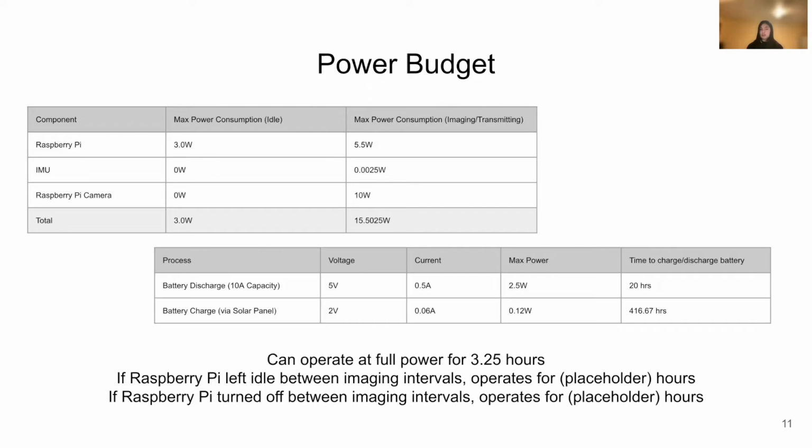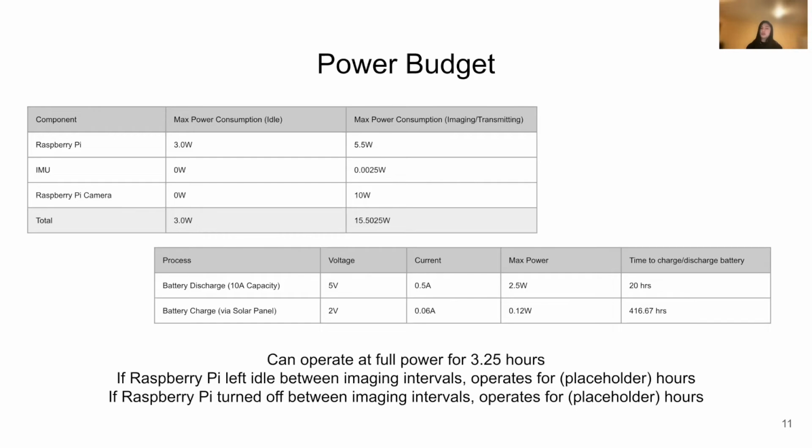There is no sleep mode to the Raspberry Pi. I'm gonna figure that out. At full power, everything can operate for 3.25 hours. That's not very long, but if we let it charge for a while, that should prolong how long we can keep it in operation for.